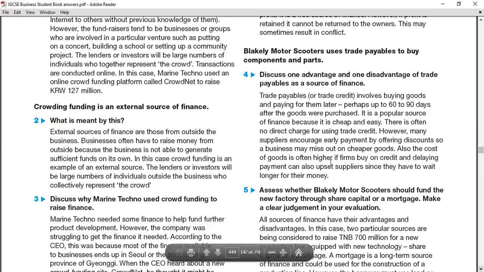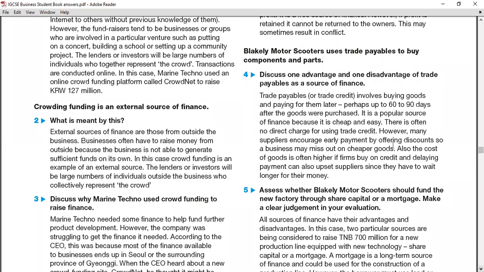Trade payable or trade credit involves buying goods and paying for them later, perhaps 60 to 90 days, 2 months, 3 months time is available. So what's the main advantage here? It's a popular method of finance because it is cheap and easy, right? And there is no direct charge for using the trade credit. There is no interest you have to pay.